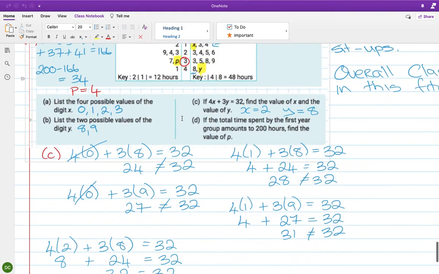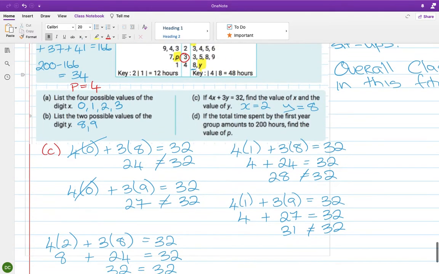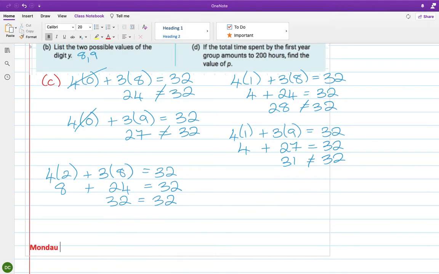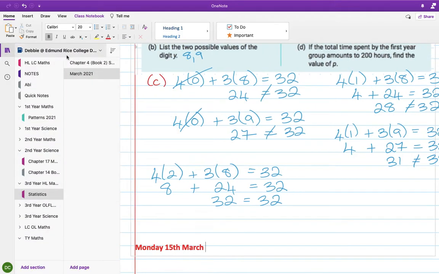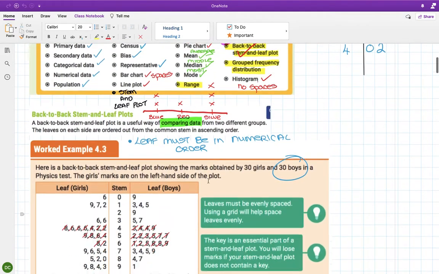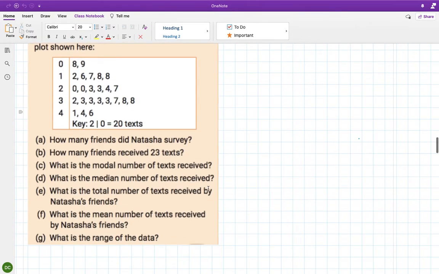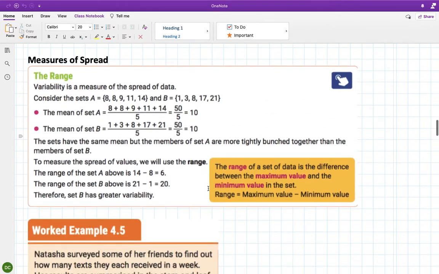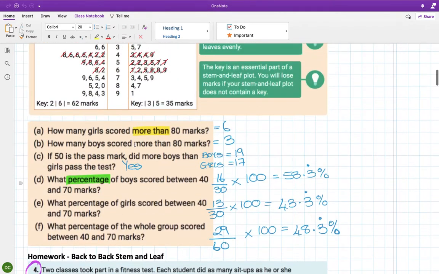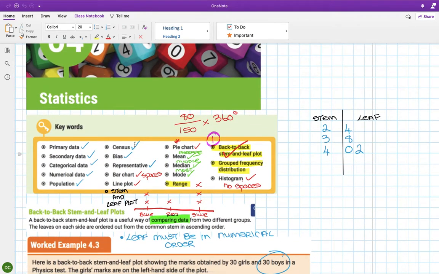Right, so this is going to be Monday, the 15th of March. Okay, so we go back into the chapter. So that's your back-to-back stem and leaf done. Okay, so we're going to look now at measures of spread. So we're going to look at range. Okay, so if I just go back up here to the top, range is one of the ones. See it there? Oh, sorry, I'm on the wrong one here. So range is there.